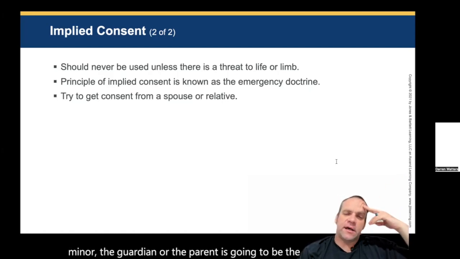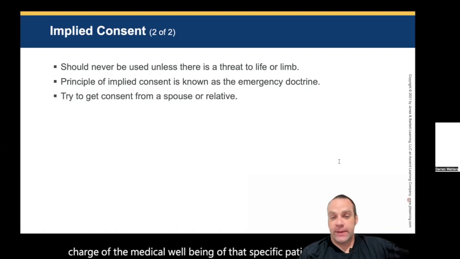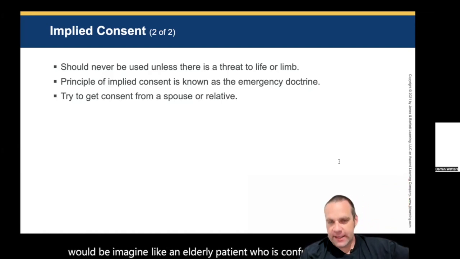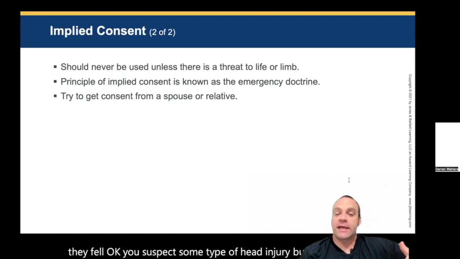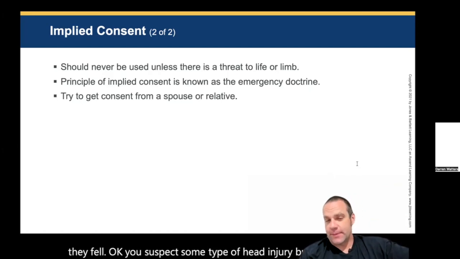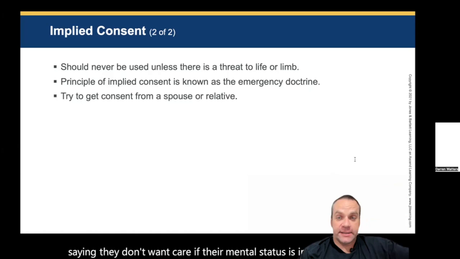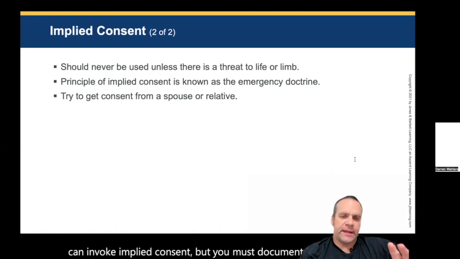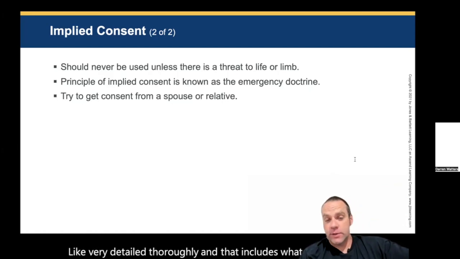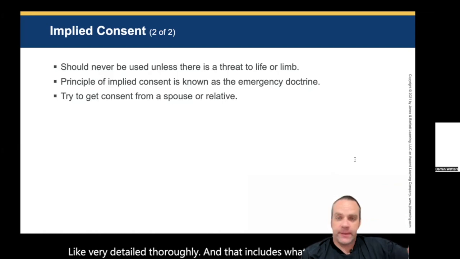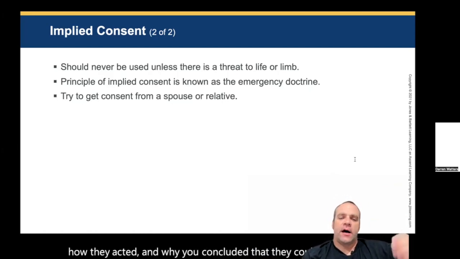Another example would be an elderly patient who is confused after they fell. Okay, you suspect some type of head injury, but they're saying they don't want care. If their mental status is impaired, you can invoke implied consent, but you must document your observations in detail and thoroughly, and that includes what they said, how they acted, and why you concluded that they couldn't make any informed decisions, right?